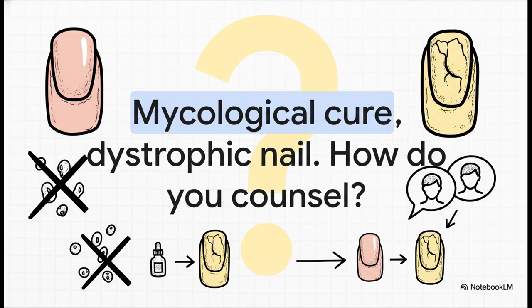So, we'll end with a final thought for you to consider in your practice. You've followed the guidelines perfectly. You've achieved a mycological cure. The fungus is gone. But the nail still looks dystrophic. It's still abnormal. How do you counsel that patient on the difference between a clinical cure, which is a normal-looking nail, versus a complete mycological cure? And how do you manage their expectations for what that final cosmetic outcome is going to be? That right there is a huge part of patient management that goes way beyond just writing the prescription.